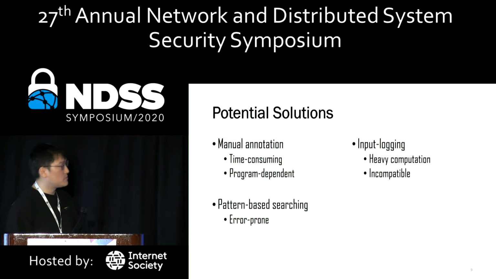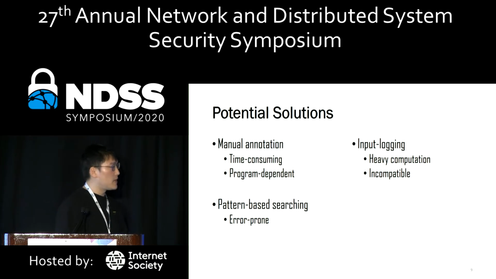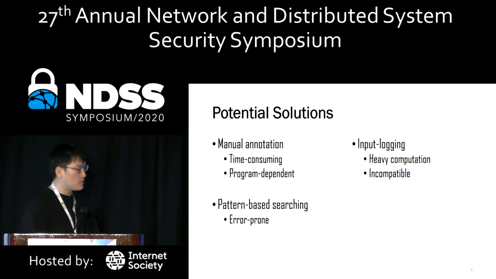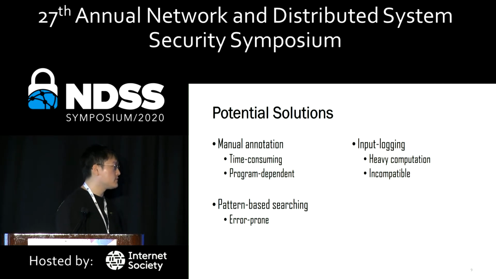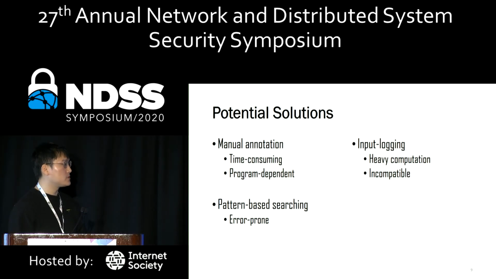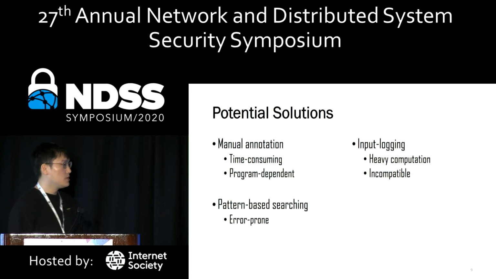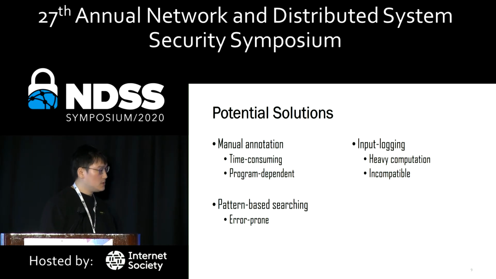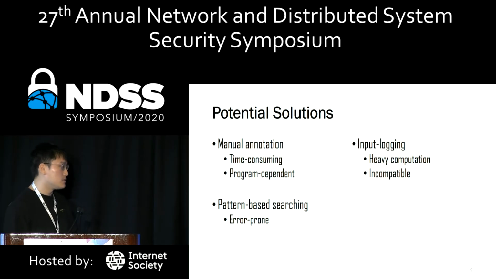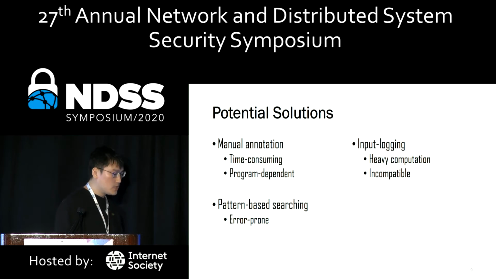There are already some existing solutions proposed by researchers and developers. One of them is manual annotation, which requires developers to manually annotate those variables that might contain sensitive information. But it's very time-consuming and very program-dependent, so the developers have to do all the work. The other one is the more general heuristic approach, which does pattern-based searching using regular expressions, such as trying to find URLs and those kinds of things. But it's very error-prone because sensitive information can take various forms and doesn't necessarily follow a simple form.